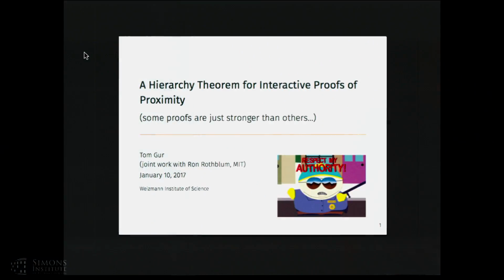Why is Cartman an interactive? Well, you want him to respect the authority and hierarchy.